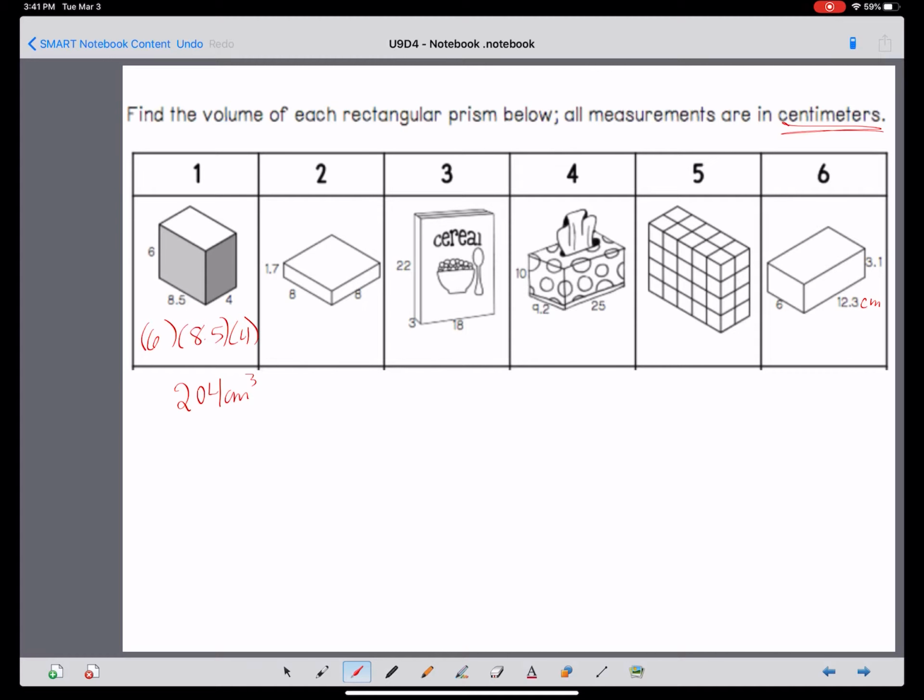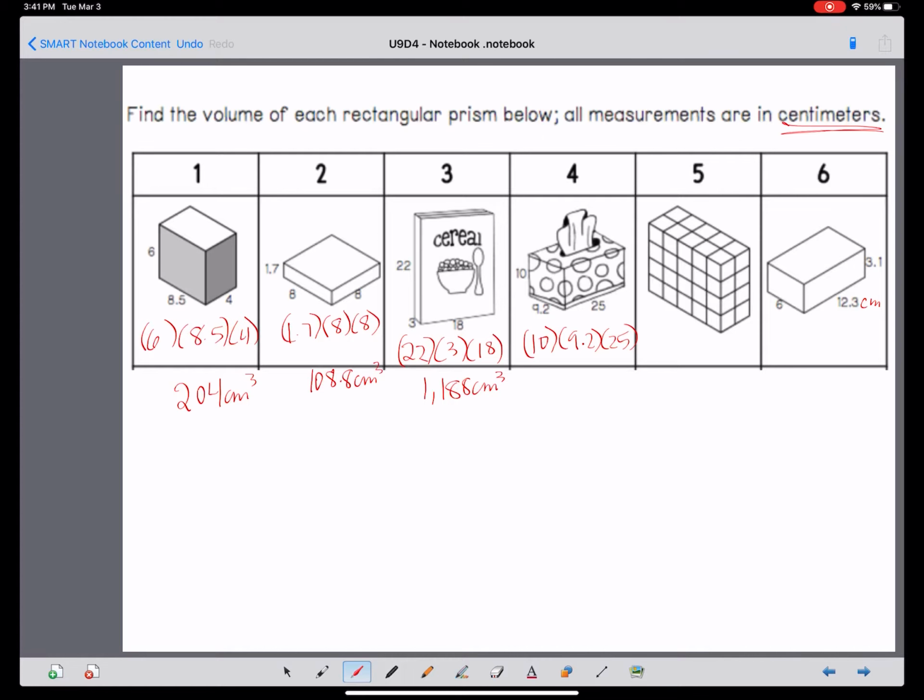On question number 2, you would do 1.7 times 8 times 8, and that would give you 108.8 centimeters cubed. If you want to go ahead and pause and try doing the rest on your own, then come back and press play and see if you are getting the same answers. Okay, the next one, let's do 22 times 3 times 18, and you should get 1,188 centimeters cubed. This tissue box over here, you would do 10 times 9.2 times 25.